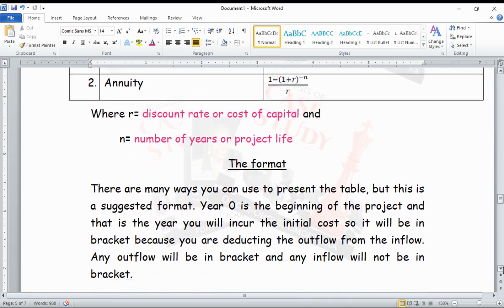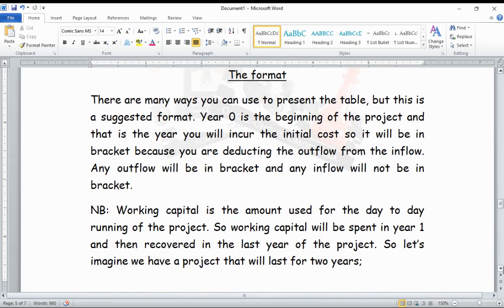So what's now the format? How do you do it now? I was given a suggested format, which I'm going to be showing you shortly. So it's not like you must follow this format, or if you don't follow this format, you will fail. No, not at all.